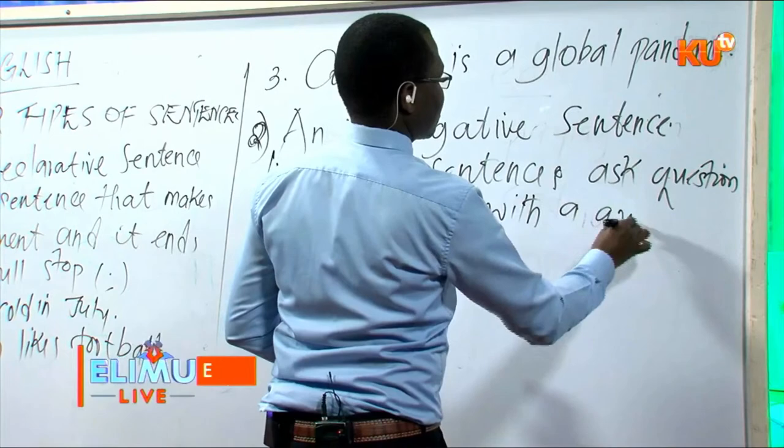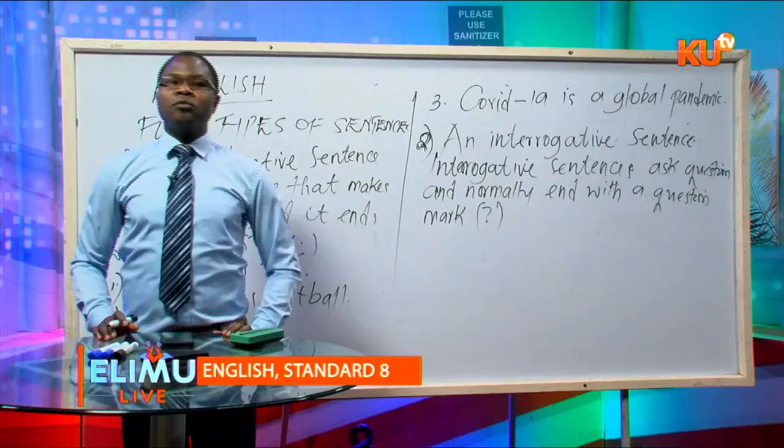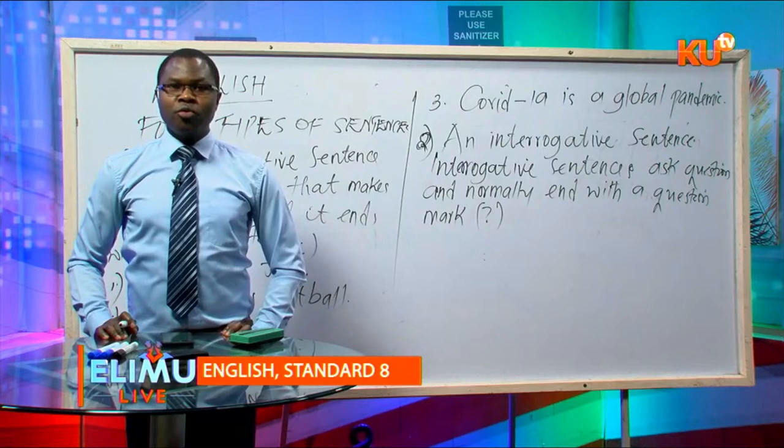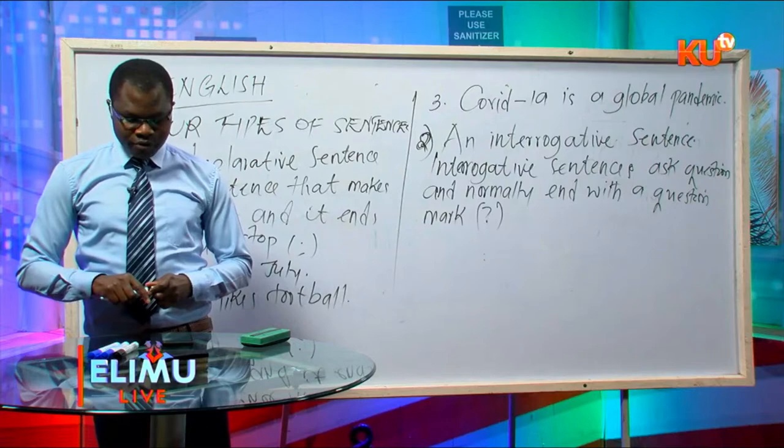They normally end with a question mark. So they seek out to interrogate. They seek out to ask, to inquire, and therefore they end with question marks. That is an interrogative sentence, and I want to give a few examples.